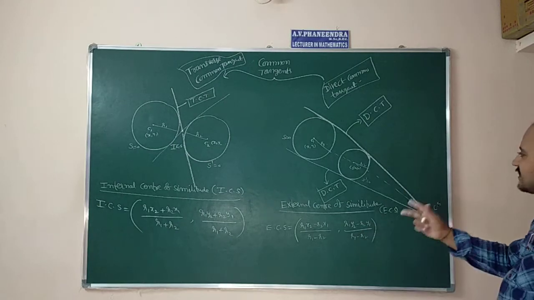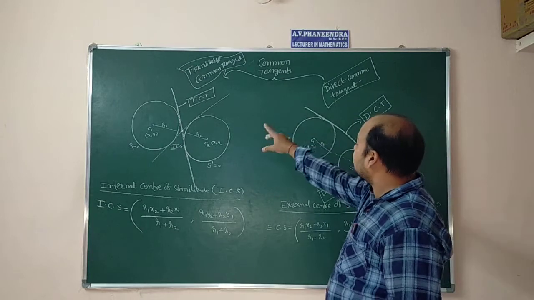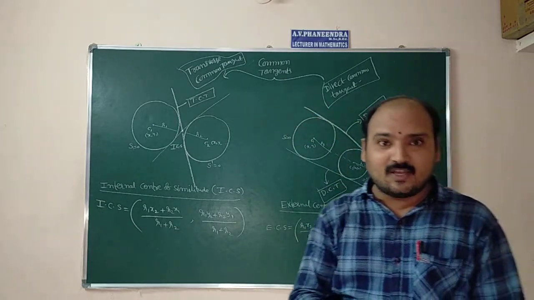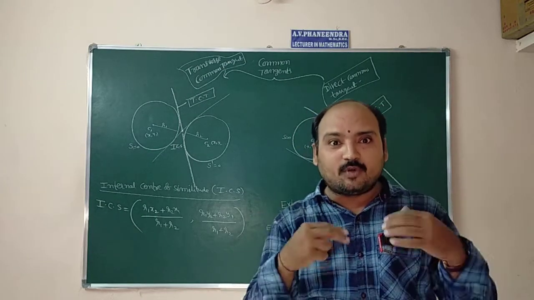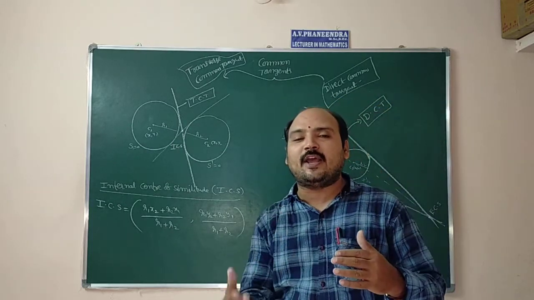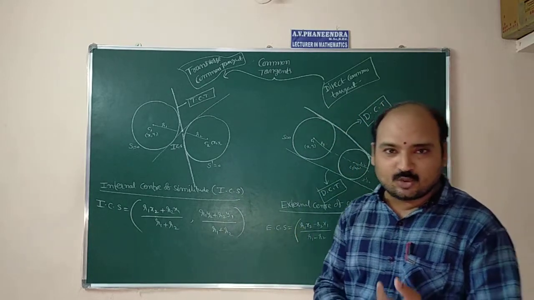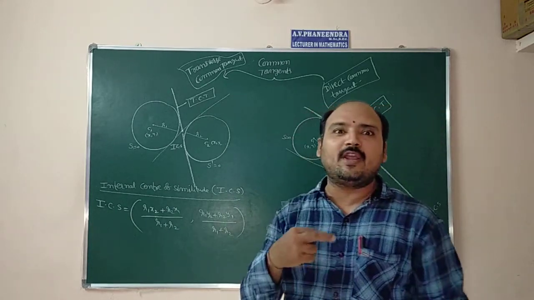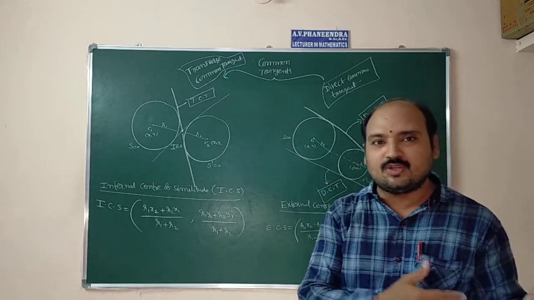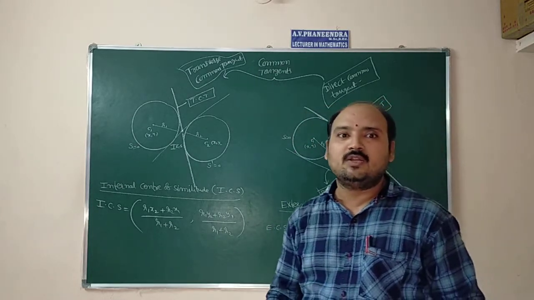After knowing the transverse common tangent and direct common tangents, based on the relative position of two circles, we will define how many common tangents are possible. In the first case, that is C1C2 greater than R1 plus R2, how many common tangents? In case of C1C2 equal to R1 plus R2, how many common tangents are possible? So we will discuss that now.